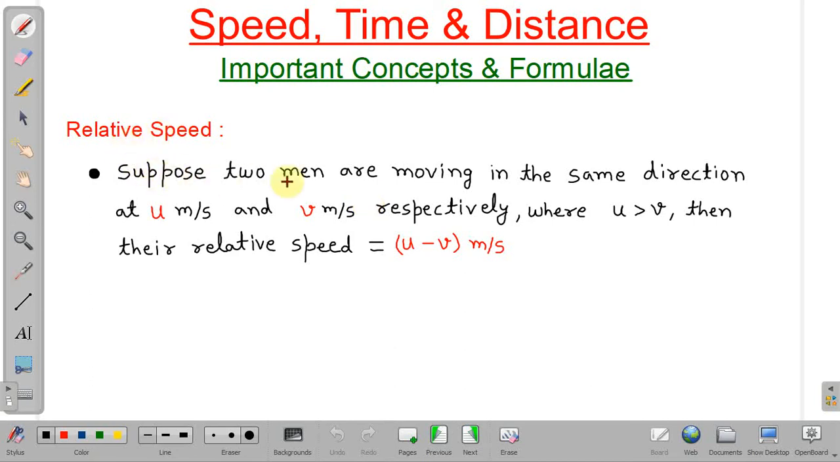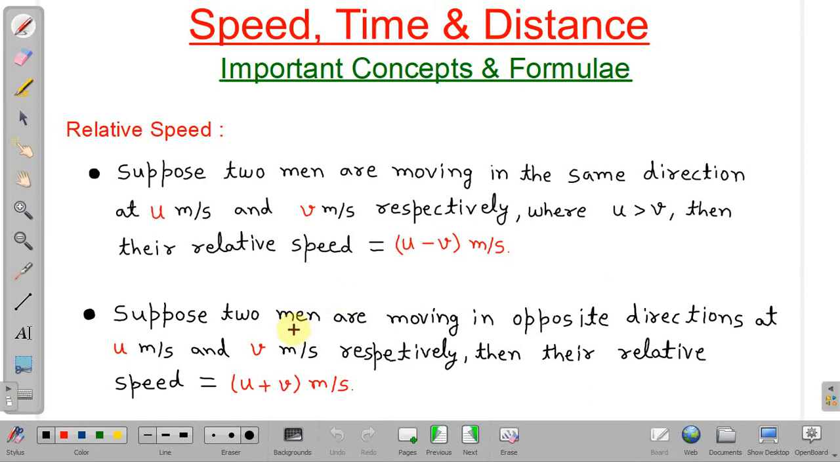In this case, suppose two men are moving in the same direction at u meter per second and v meter per second. That is, you are going in this direction at u meter per second. Other person is going at v meter per second. So if person B watches A, he will watch that you are moving at u minus v meter per second with respect to himself. So this is with respect to some other person, not stationary ground or earth. In this case both persons are moving.